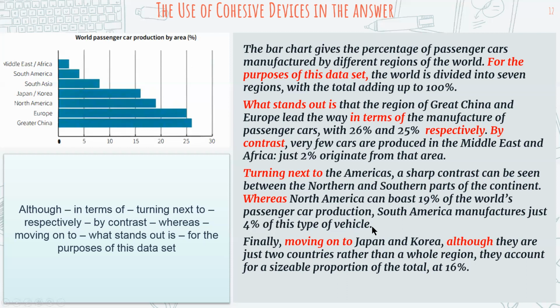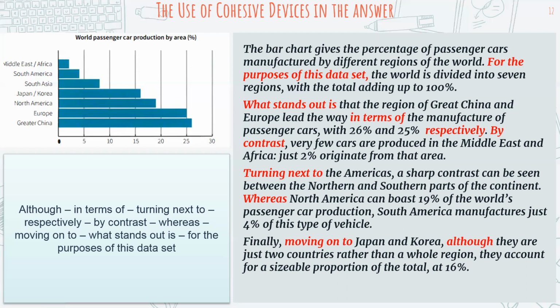Now we are comparing or talking about the Americas, the two Americas, okay? Finally, moving on to Japan and Korea. Although they are just two countries rather than a whole region, they account for a sizable proportion of the total at 16%. So this is a very good use of cohesive devices.